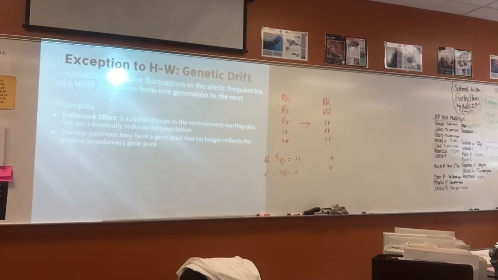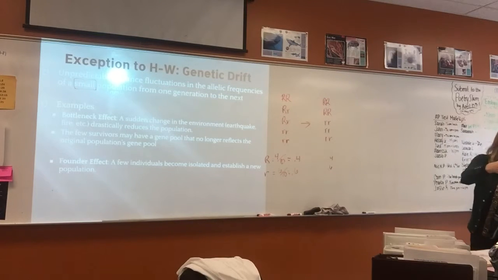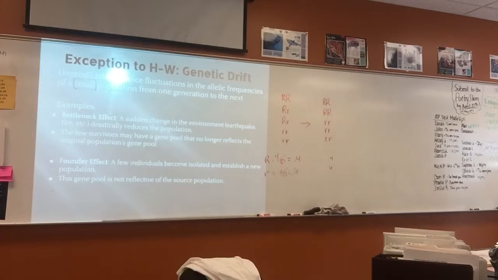The second way that genetic drift can happen, where you get a change due to small population size, is called the founder effect. A few individuals become isolated and establish a new population. It's called founder because they can found a new population by moving away from the old population. So the gene pool is not reflective of the source population, or you can write original population, and so it changes.